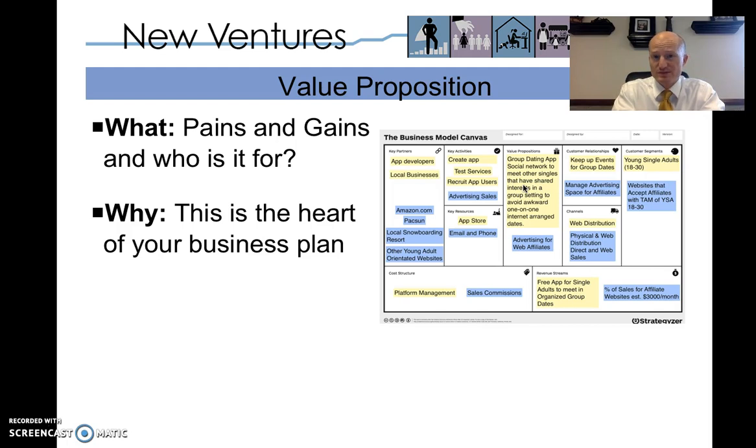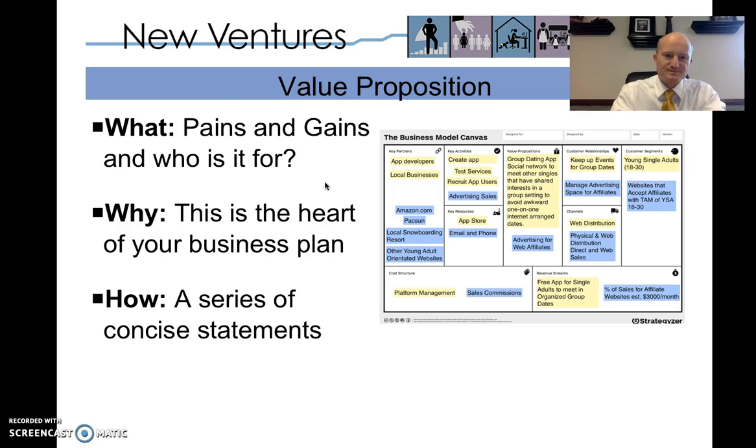And you'll be surprised at the response of some customers. They might not find the value that you think they'd find in it. Or they might find a different value. And in that case, you're going to make a pivot. But this is the most important portion of your business model canvas. I cannot emphasize that enough.